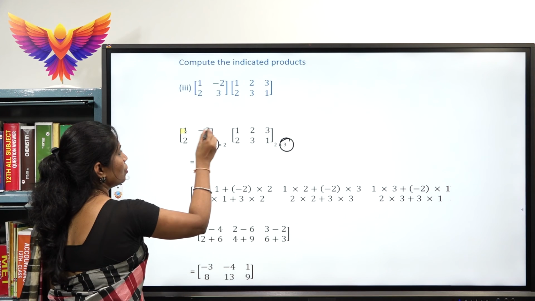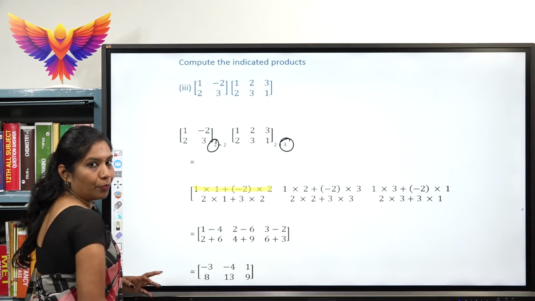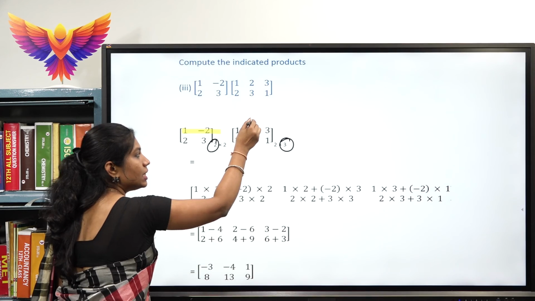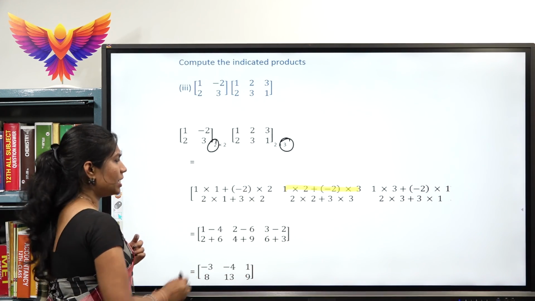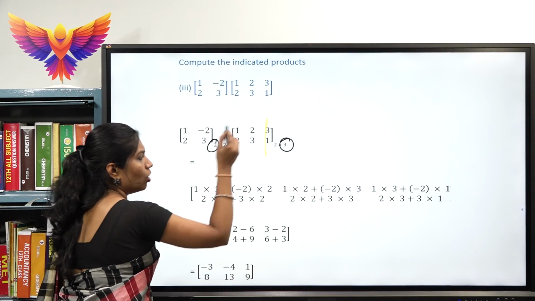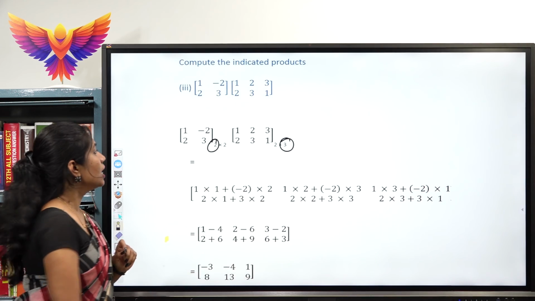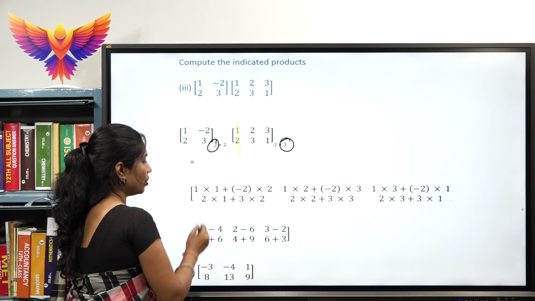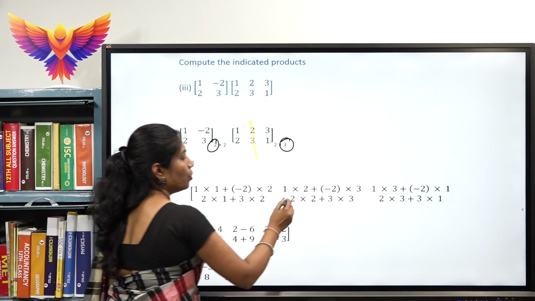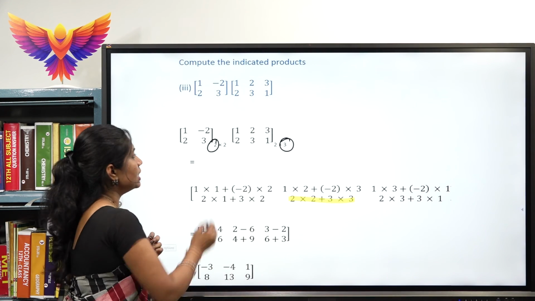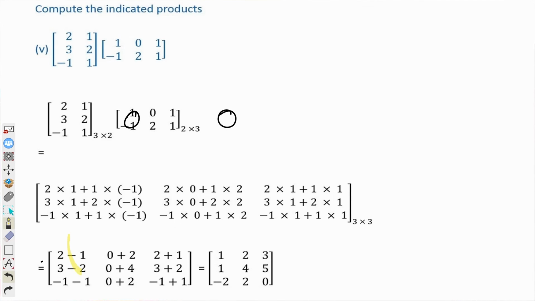I will be considering the first row, first column, which is 1 into 1 plus minus 2 into 2. Same way, first row, second column, which is 1 into 2 plus minus 2 into 3. Similarly, first row, third column, which is 1 into 3 plus minus 2 into 1. Same way, second row, first column, which is 2 into 1 plus 3 into 2. Second row, second column, which is 2 into 2 plus 3 into 3. Similarly, second row, third column, which is 2 into 3 plus 3 into 1.